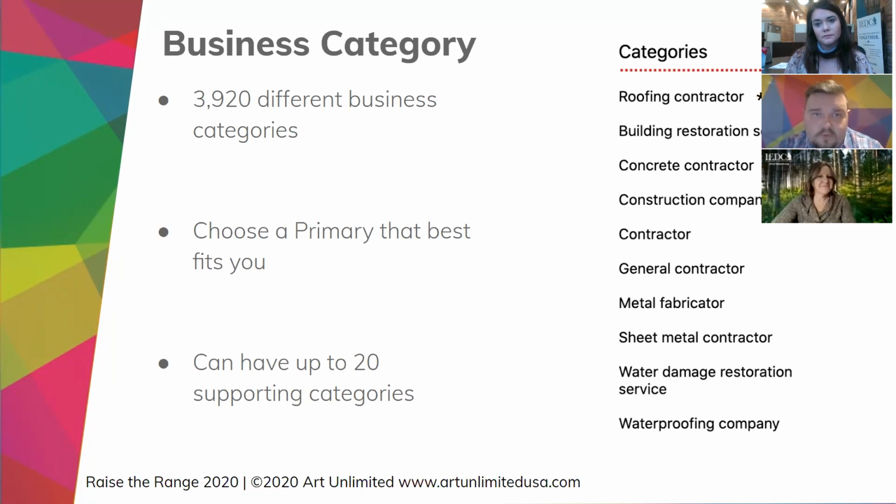So through those categories, just find the one that best fits you, your business, your industry, and then make that your primary. But there's also other things you can do: you can have up to 20 supporting categories as well. The list on the right is a roofing contractor I found online who has roofing contractor as their primary. That's what the little star is. But all of those other categories are their supporting ones.